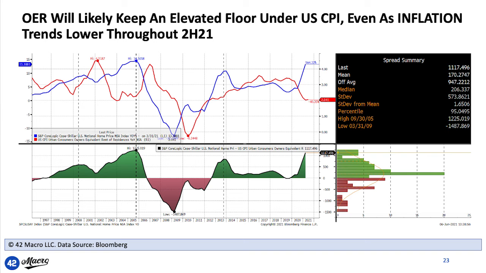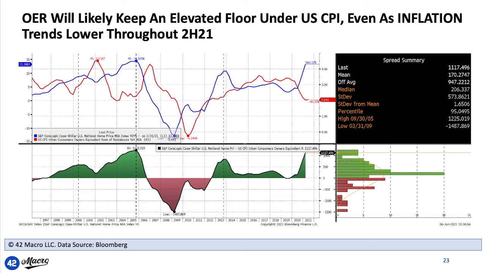And I don't want to pat myself on the back too much, but I literally said back in November, I think owner's equivalent rent is going to bottom in February and inflect higher. And I was a month off on that. It bottomed in March and inflected higher, but it's going higher. And over the next 12 to 18 months, that red line on the top chart is going to be a lot higher than 2%. So brace yourselves for that.